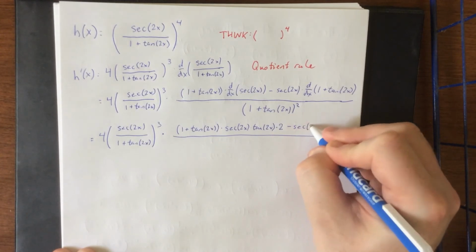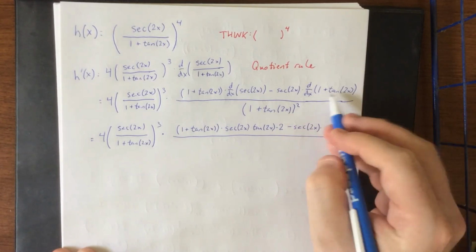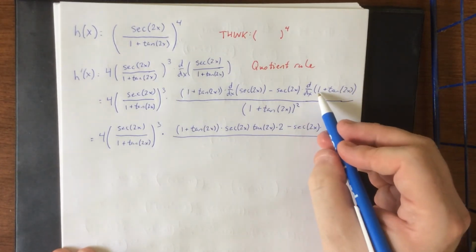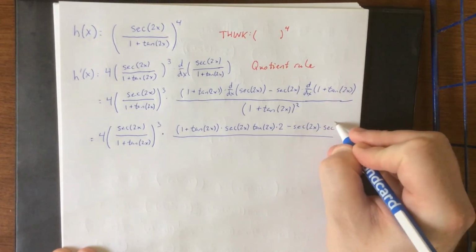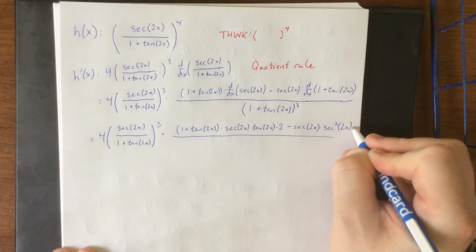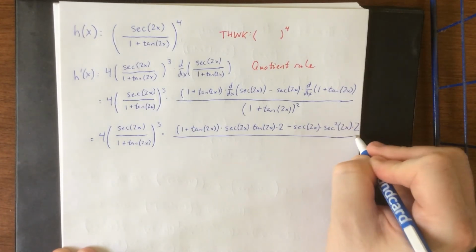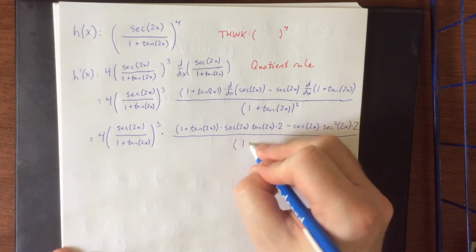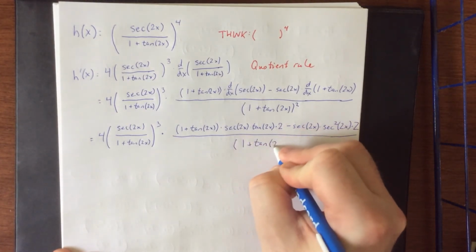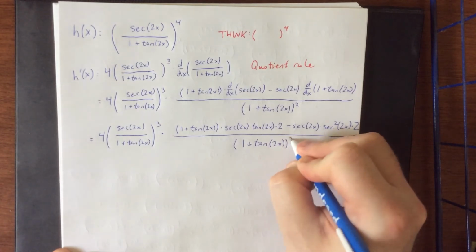Minus the secant of 2x times this derivative. Derivative of 1 will simply be 0. Derivative of the tangent of 2x will be the secant squared of 2x. Chain rule says multiply by 2 due to the fact that we had a 2x on the inside. Again, that's the derivative of the 2x. Denominator for now is going to stay the same.